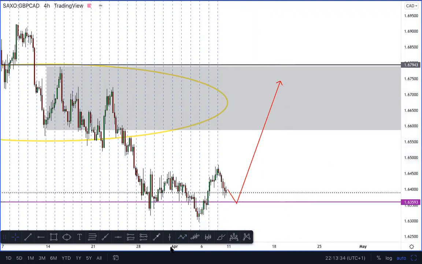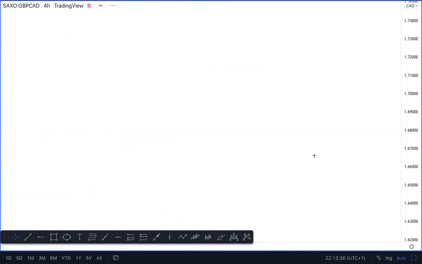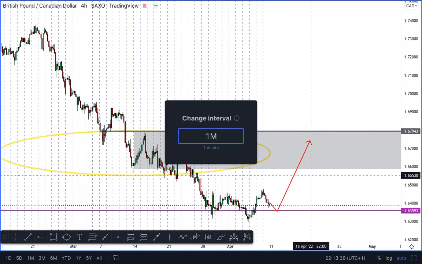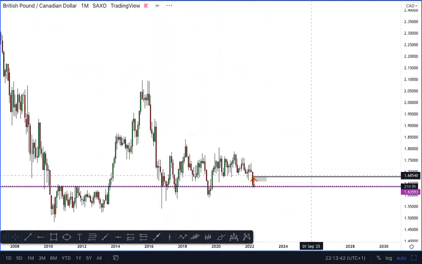Anybody want me to check any other pair? Start from our monthly on the pairs.